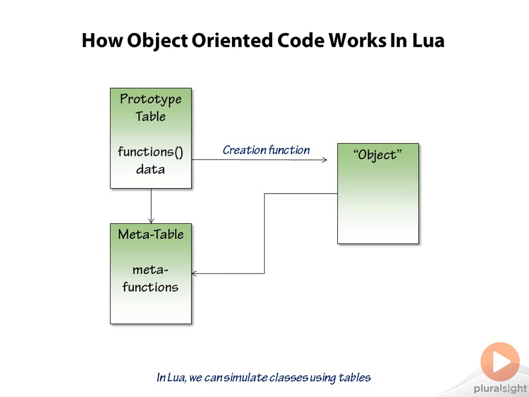So using this approach, we're going to be able to have a base class table that is able to generate objects. And actually, those objects can generate further objects because they could also serve as a prototype. But we'll get into that in a little bit when we talk about inheritance.